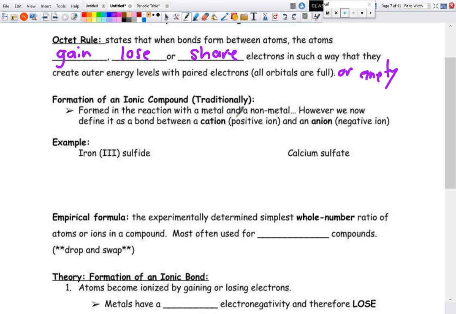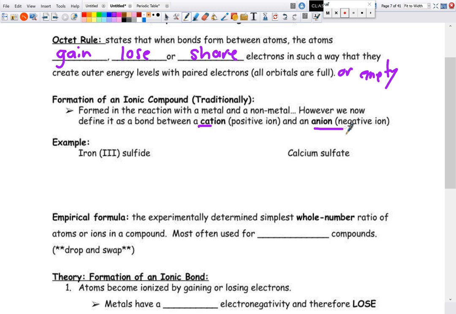So traditionally, how you thought about an ionic bond was that it was a reaction between a metal and a nonmetal. However, we now define it as a bond between a cation and an anion. That's because, think about the polyatomics and how a polyatomic technically isn't a nonmetal atom; it's a bunch of atoms. So we're going to use this idea that it's just a cation and an anion attracted by their positive and negative charges.